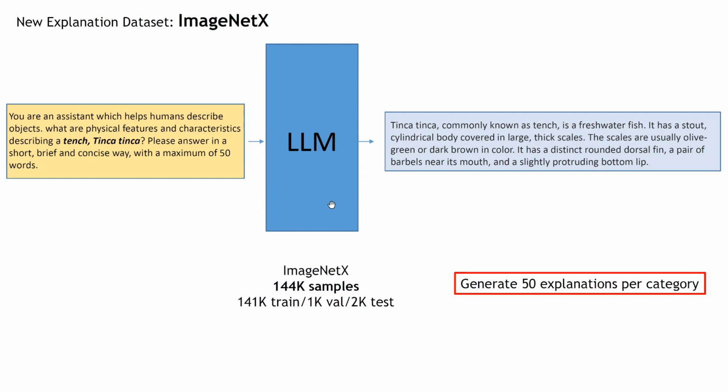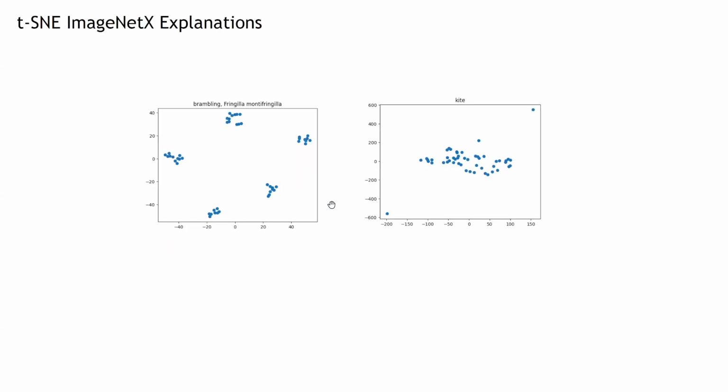We actually generate 50 of these explanations per category. So we have 1,000 categories for ImageNet. We generate 50 for each, and we end up with 144,000 samples. And we apply some t-SNE visualizations. Some explanations are actually very similar to each other, and some of them are very unique and form different clusters.